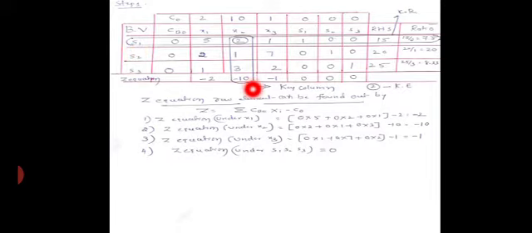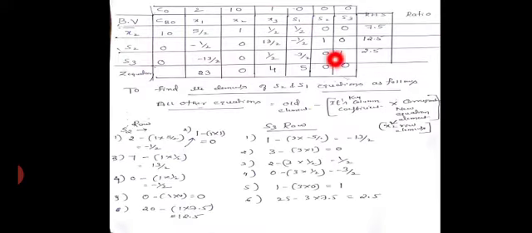That's why the key column is called the entering variable, and s1 is called the leaving variable. Understood? Now in place of s1, I am going to write x2, and its coefficient in the objective function is 10. That's what I have written here. Then how do we calculate the x2 row values now?